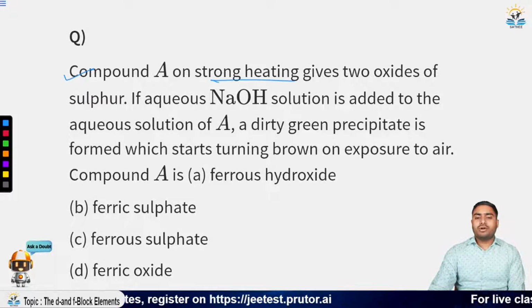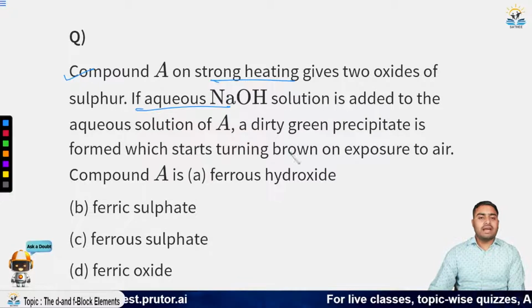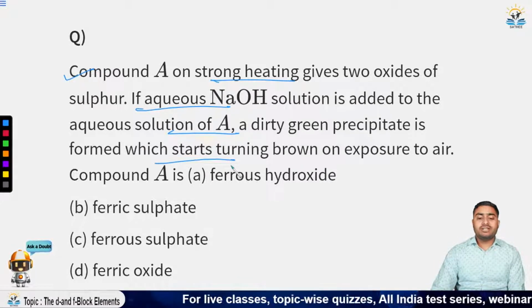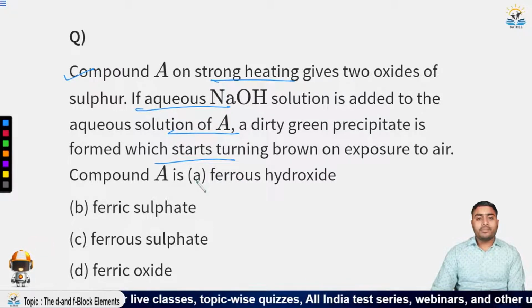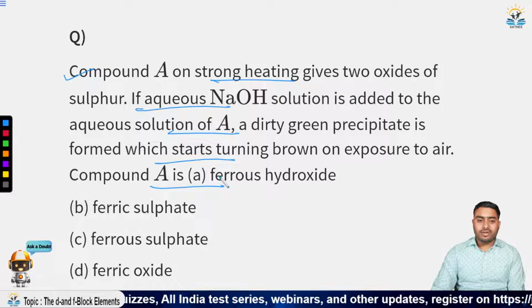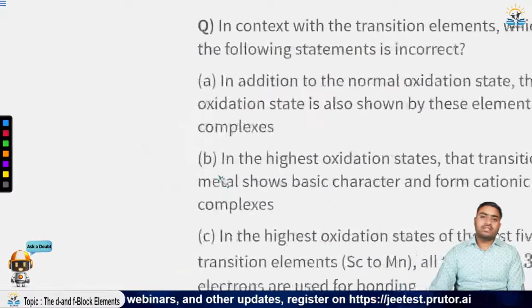Compound A on strong heating gives two oxides of sulfur. If aqueous NaOH solution is added to the aqueous solution of A, a dirty green precipitate is formed which starts turning brown on exposure to air. Compound A is ferrous oxide, ferric sulfate, ferrous sulfate, or ferric oxide. So you have to choose the answer. You have to practice these questions as homework.